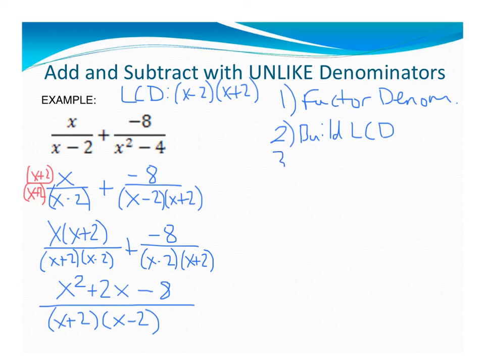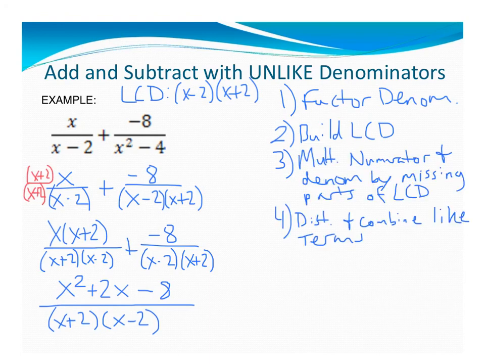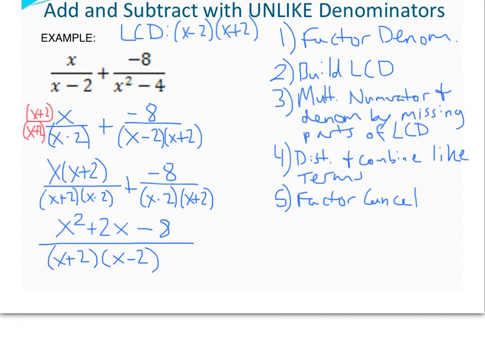So let's write down another step here. We want to multiply the numerator and denominator by the missing parts of the LCD. And then we'll distribute and combine like terms. Basically work with that numerator. All right, now lastly, what we're going to have to do is look for any kind of simplifications, but what I need to do first is factor this numerator and check to see, can I cancel? So factor, cancel, is our next one.